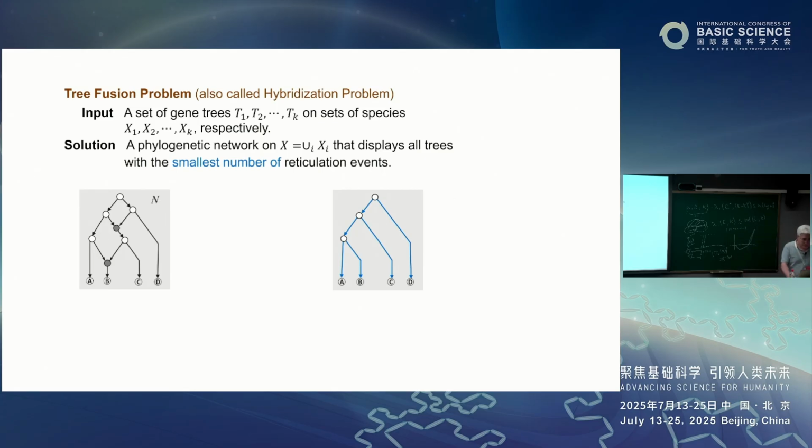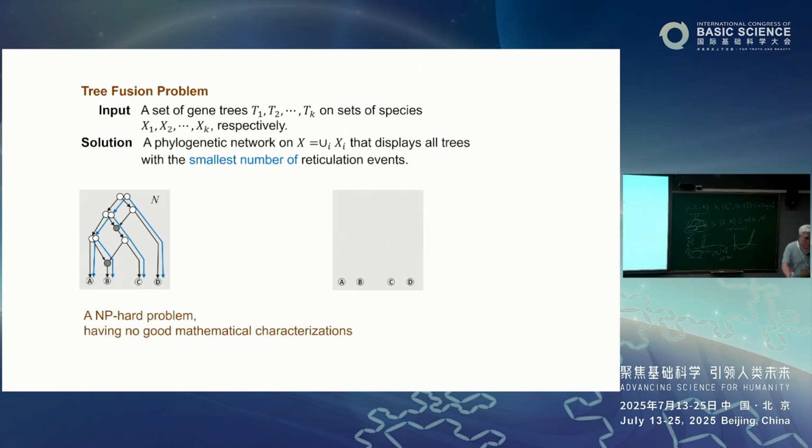By displaying a tree, I mean this. Basically, you can obtain a tree by deleting some edges from the network and contracting redundant nodes. For example, you may contract the degree 2 nodes. There are also some other redundant nodes. But this problem is also an NP-hard problem, so there's no good mathematical characterization.